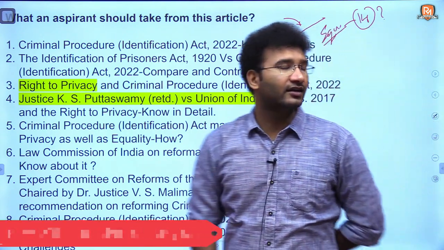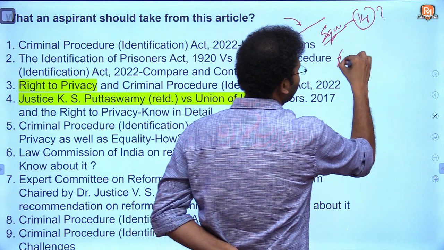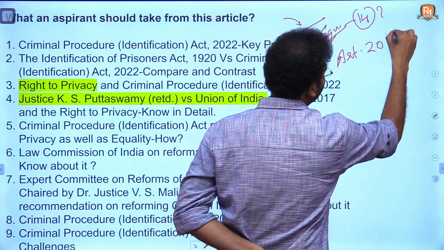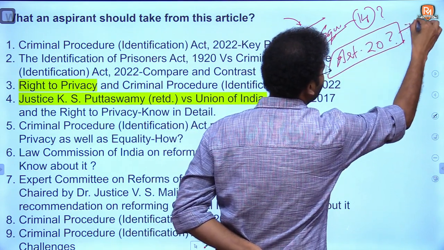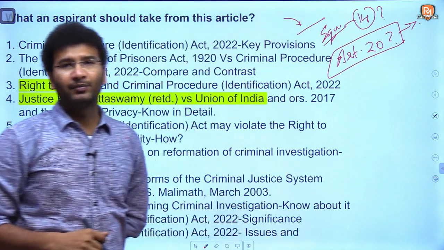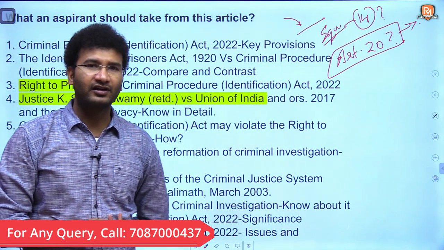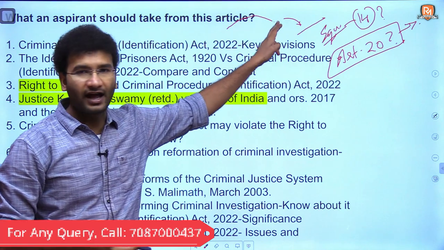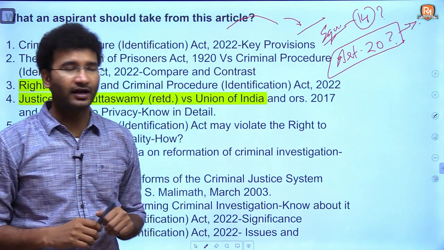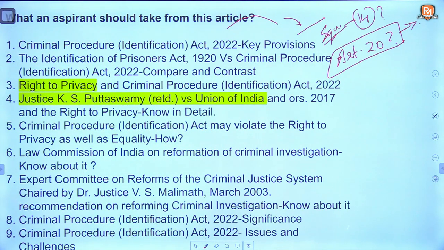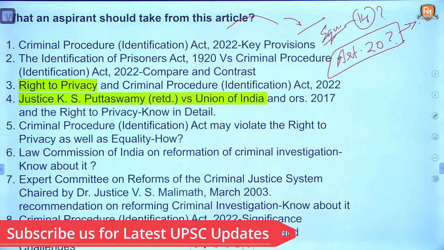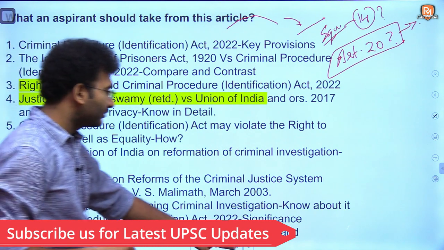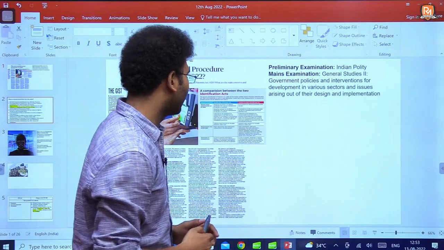The next article that deals with this is Article 20. It is said that there is an abridgment of Article 20, which is a fundamental right, with the enactment of this act. And next, we'll also be understanding some of the contemporary laws which talk about the identification of prisoners. So under various dimensions, let us explore this article.